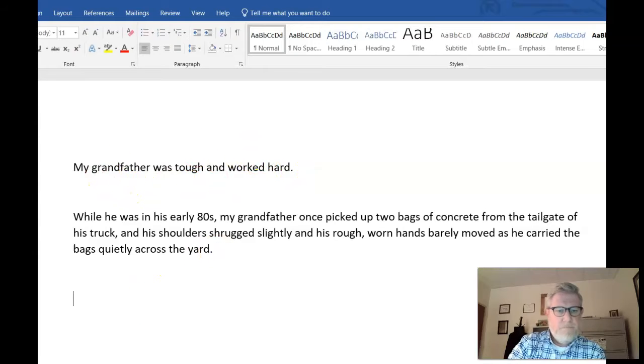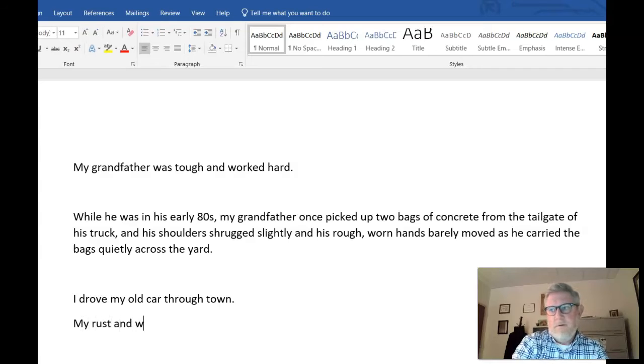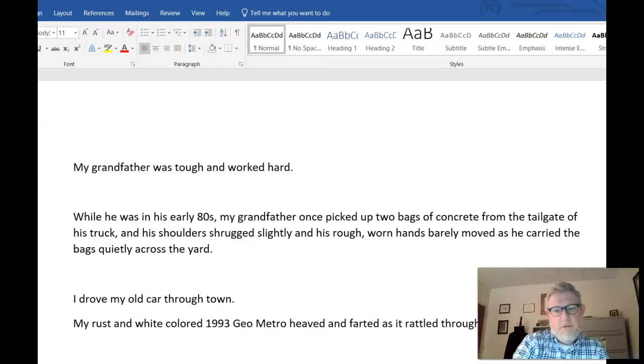Let's use another example. So here's another sentence that doesn't really say all that much. I drove my old car through town. Again, grammatically correct. If we're just looking at it from a grammatical perspective, there's absolutely nothing wrong with that sentence. But it's a pretty boring sentence, and it's not going to tell us much. So what about a sentence that maybe tells us a little bit more? What about this? My rust and white-colored 1993 Geo Metro heaved and farted as it rattled through town.